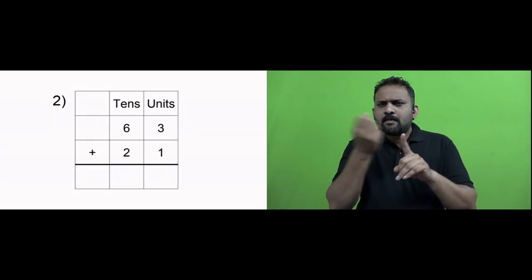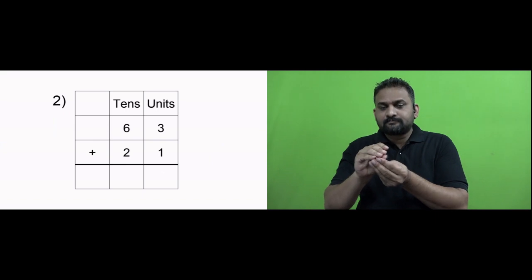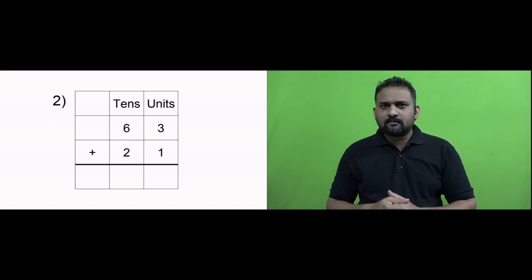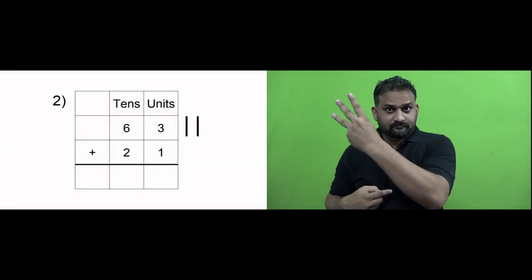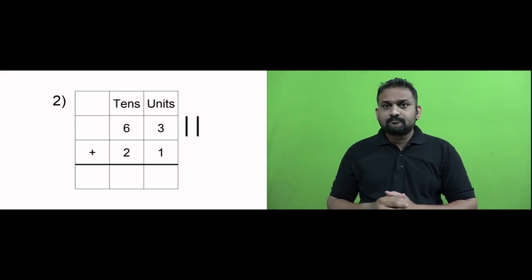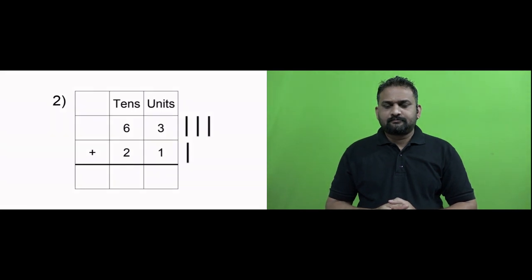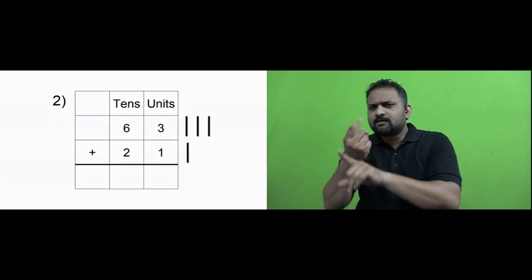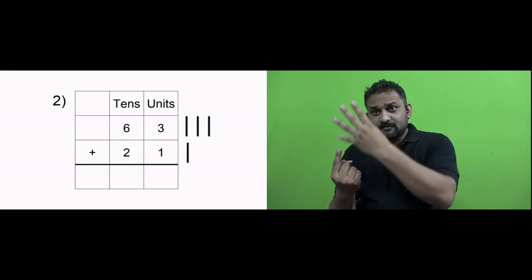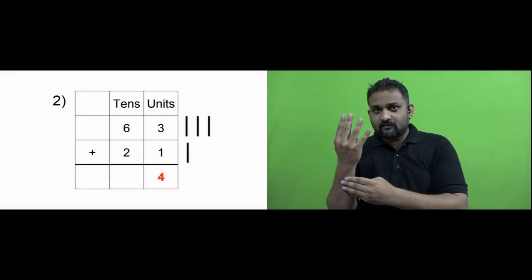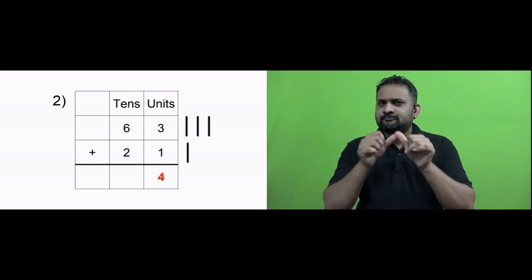Once again, we will add the numbers in the units place. So we will add 3 plus 1. Draw 3 lines for the number 3. 1, 2, 3. And draw 1 line for the number 1. Now count the lines all together. 1, 2, 3, 4. The answer is 4. I'm sure all of you got that correct.